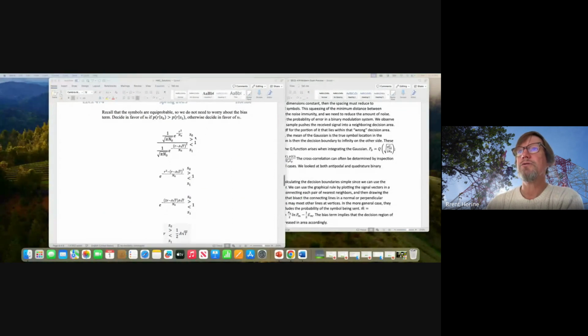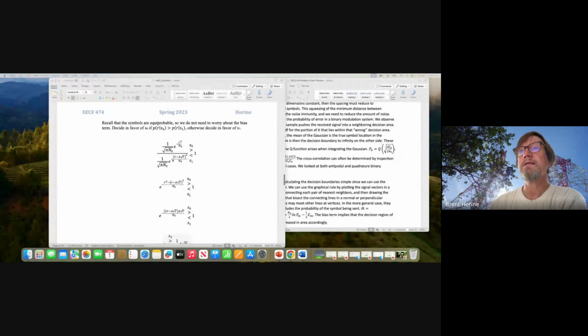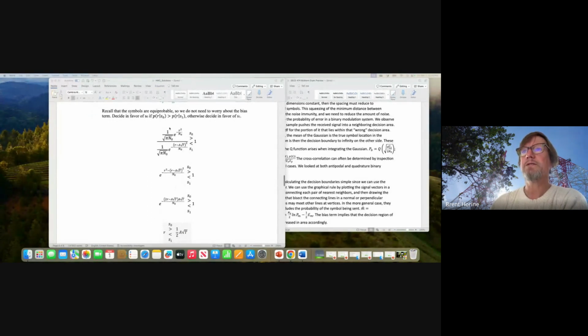It's not necessary to use this notation to solve this, but the idea is that we divide these, and if the ratio is greater than one, that would mean this value is greater than this, and so we would decide for S0. If it's less than one, this value is larger than this, and we would decide for S1. So we've got the base is the same, and so we can right away cancel out the coefficients. Since the bases are the same, it's just e, and in this case it's a division, so we would subtract the exponents. There's a minus sign there out front.